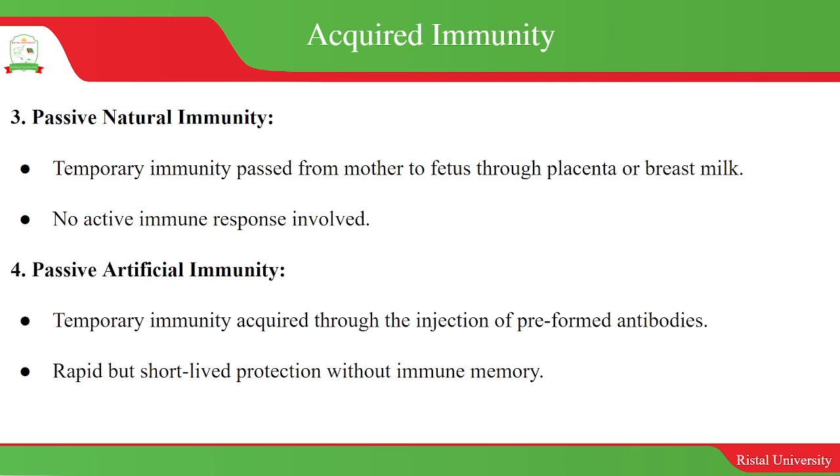And then we move to the passive artificial immunity. This is temporary immunity acquired through injection of preformed, already made antibodies. The impact is fast, but it is short-lived because you will not have the immune memory that we talked about earlier on.